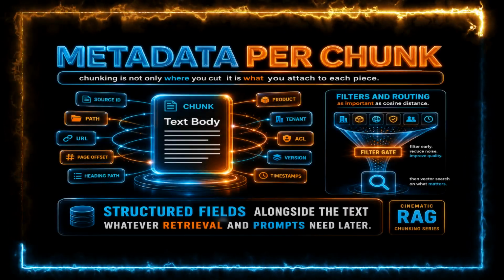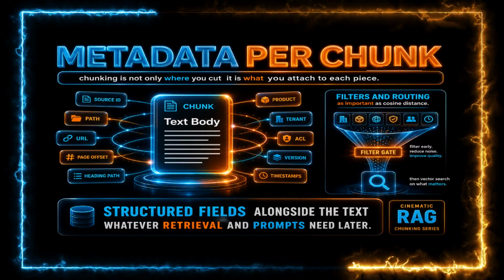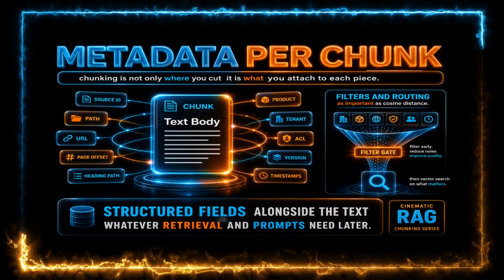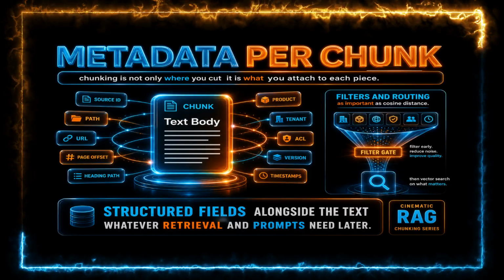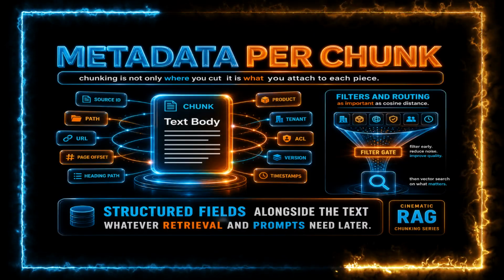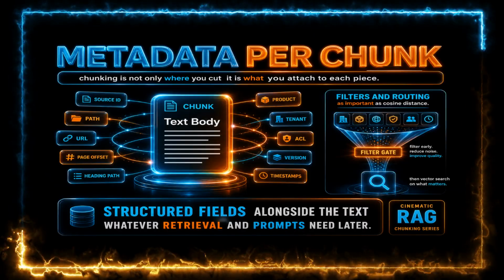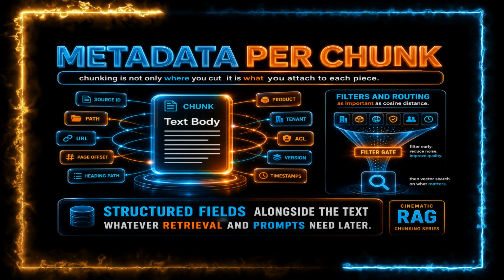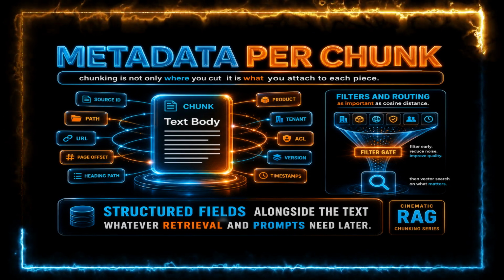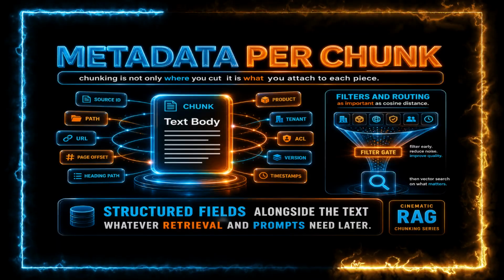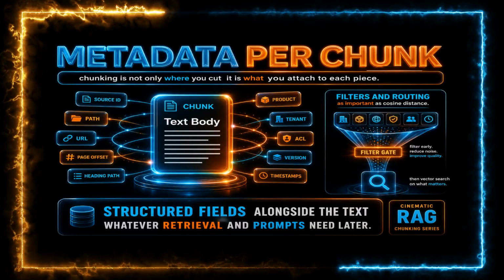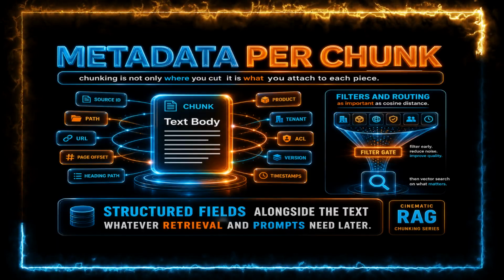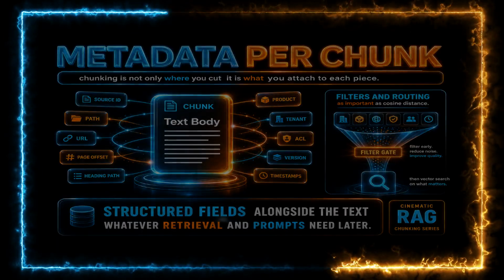Metadata per chunk. Chunking isn't only where you cut. It's what you attach to each piece. Metadata per chunk means every segment carries structured fields alongside the text: source ID, path or URL, page or offset, heading path, product, tenant, ACL, version, timestamps, whatever your retrieval and prompts need later. At search time, filters and routing often matter as much as cosine distance.